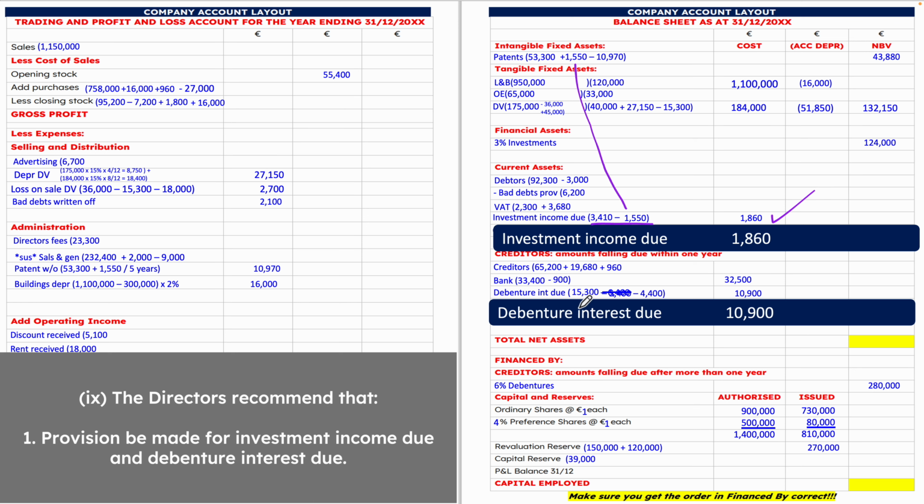Our debenture interest due, we already had worked out 15,300, and then we had worked out the correct debenture interest paid figure, and that gives us 10,900 debenture interest due there in the creditors minus 1 year.